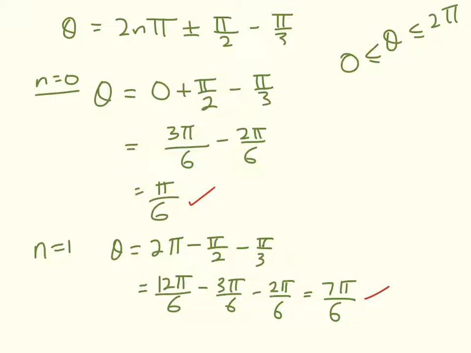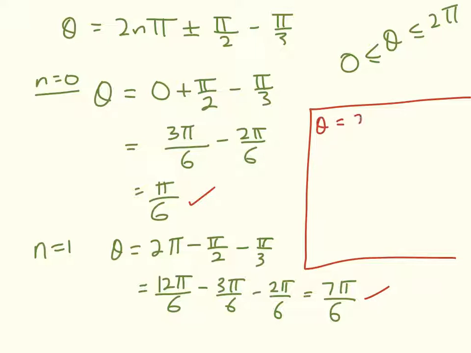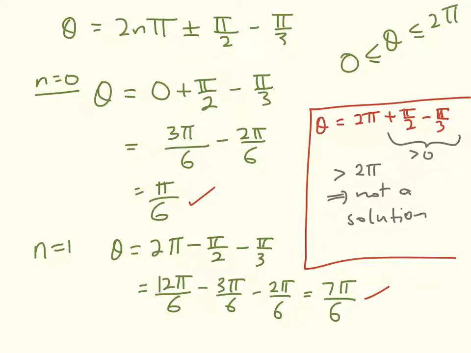Now we'd better check the other side of the n equals 1 solution. I'm going to do that in here just to save another slide transition. So we get theta is equal to 2 pi, this is still n equals 1, plus pi on 2 minus pi on 3. We don't need to go any further to notice that this bit here is greater than 0, so this whole thing is greater than 2 pi, so it's not a solution. Alright, so we've got two solutions between 0 and 2 pi, pi on 6 and 7 pi on 6.